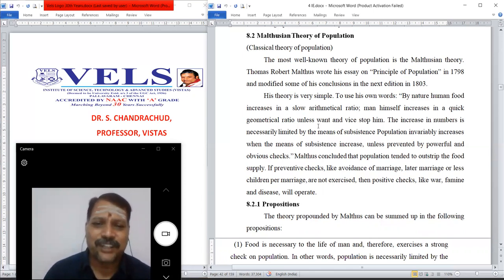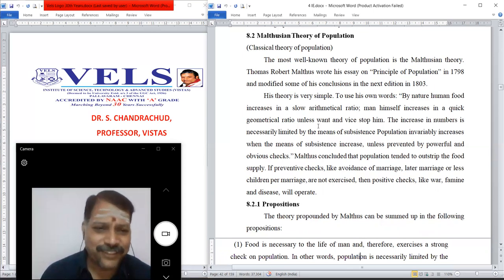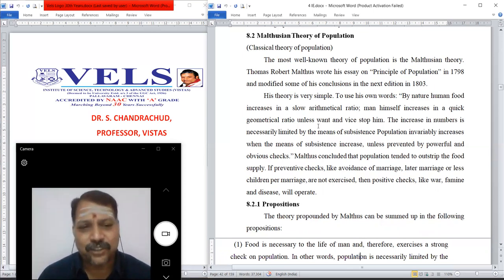What he is trying to say is that he concluded that population tends to outstrip the food supply. If preventive checks like avoidance of marriage, later marriage, or fewer children per marriage are not exercised, then positive checks like war, famine, or disease will operate.